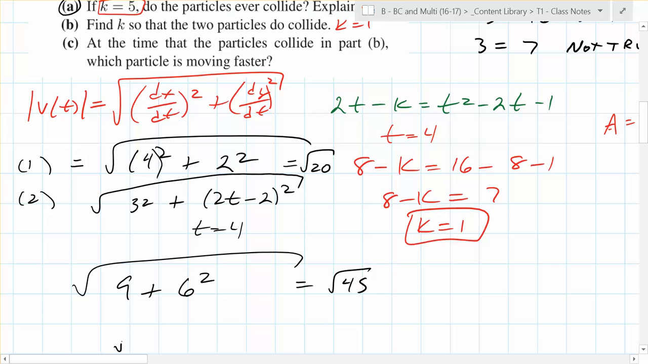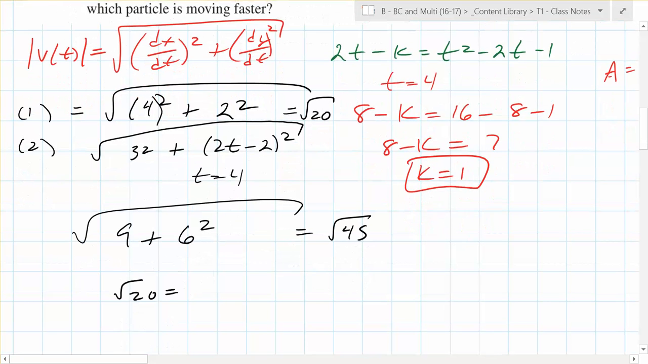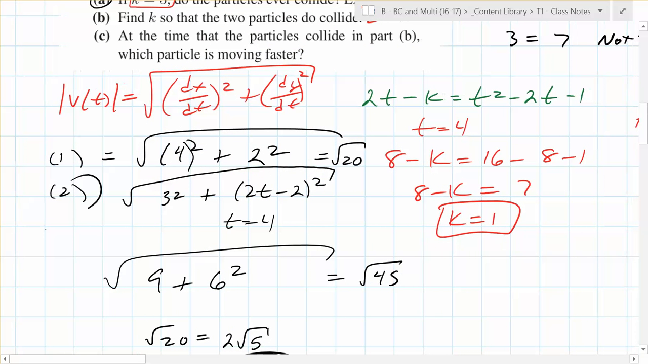We can compare them. The square root of 20. Can you break that down for me? 2 root 5, right? What about the square root of 45? What's that? 3 root 5. So which one's bigger? So this one is going to be faster.